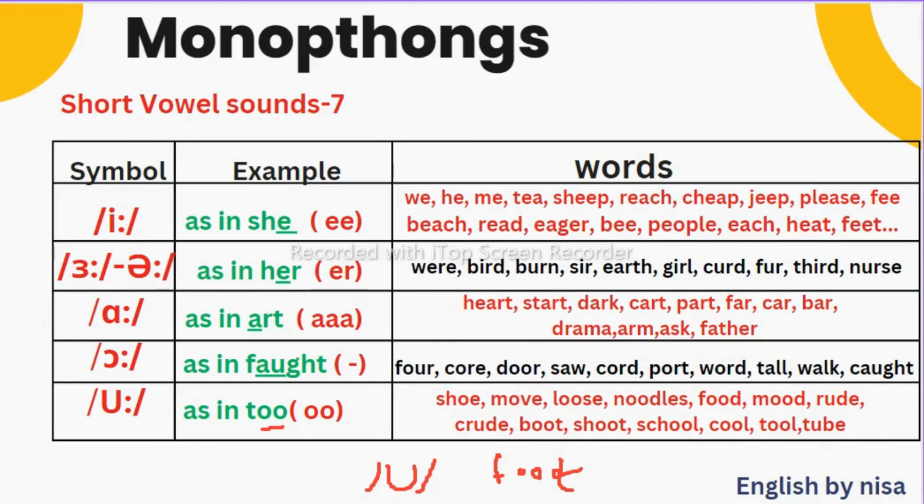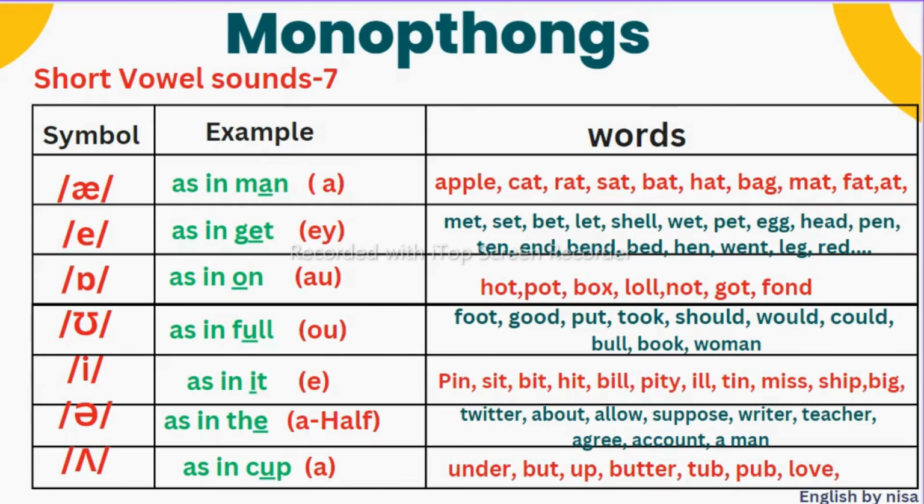So these are the vowels, which are 5. I wrote it wrong, let me correct it. These are 5, so we have 5 long vowels. These are the symbols of these, and these are long vowel sounds.